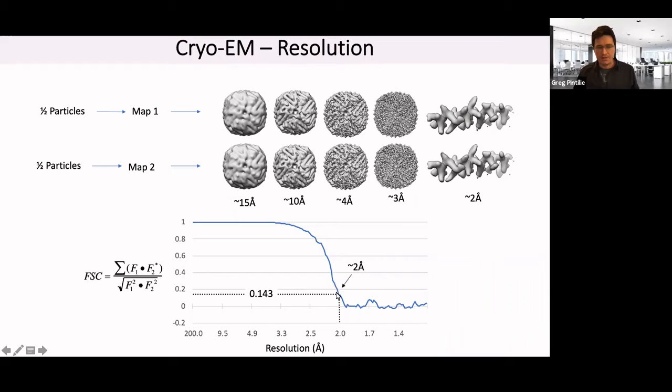And there's this magical value that we use that is well established or commonly agreed upon of 0.143. Where the FSC plot goes below this value, at that spatial frequency or resolution is what we say is the resolution of the map. So that means that at this resolution, or these frequencies in particular, the two maps still agree reasonably well. So this is the common way of talking about map resolutions.